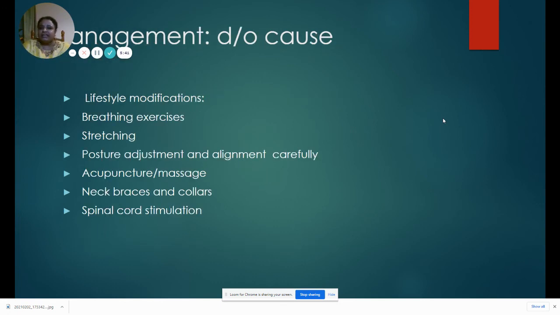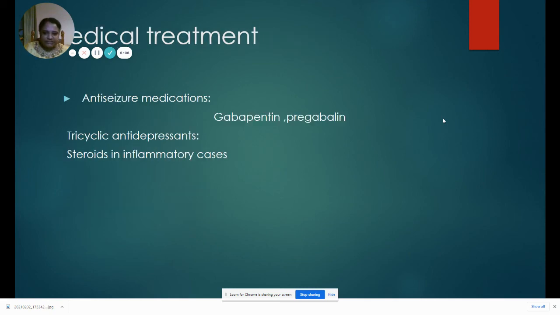So how do you manage? It depends upon the cause: inflammatory, infectious, autoimmune like SLE, multiple sclerosis and so on. You have to modify the lifestyle. You can do breathing exercises, stretching, careful posture adjustment and alignment, acupuncture, massage, neck braces, collars, and spinal cord stimulation.